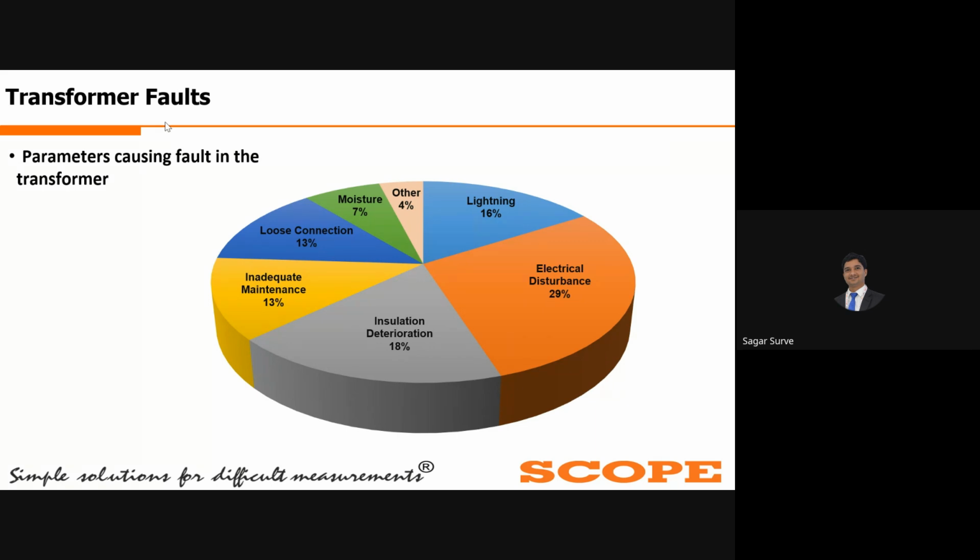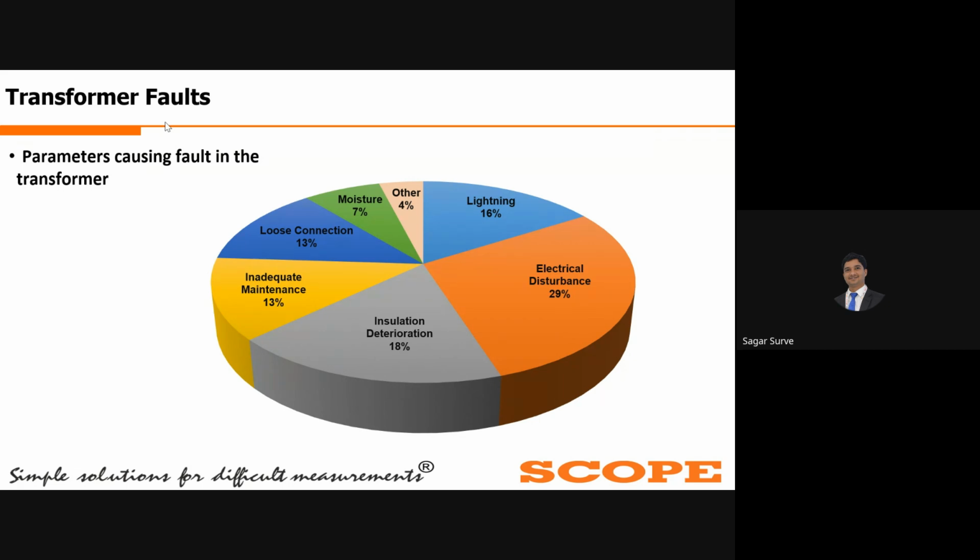The subsequent events can be formation of various gases. Okay, then formation of hydrocarbon gases, then formation of carbon contents, and like that. That will eventually affect the failure of equipment, or unwanted shutdowns, or unwanted trippings. Okay, then various parameters like inadequate maintenance, loose connections, moisture, or atmospheric lightning. These are also some components which are causing the transformer failures.